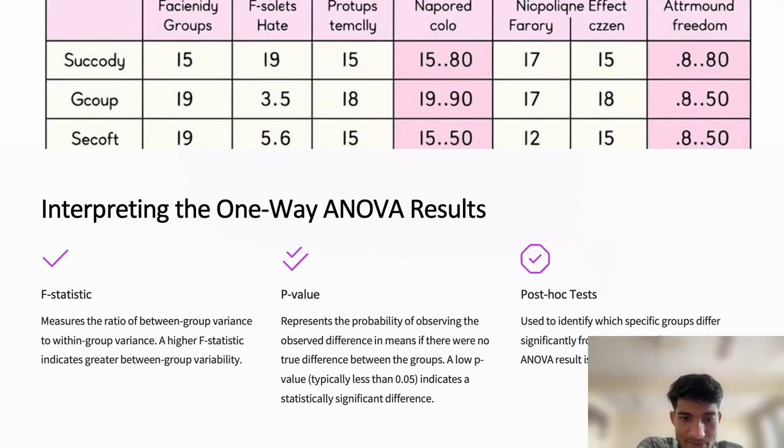P value represents the probability of observing the observed difference in means if there were no true difference between the groups. A low value, typically less than 0.05, indicates a statistically significant difference. Post hoc test is used to identify which specific groups differ significantly from the ANOVA results.